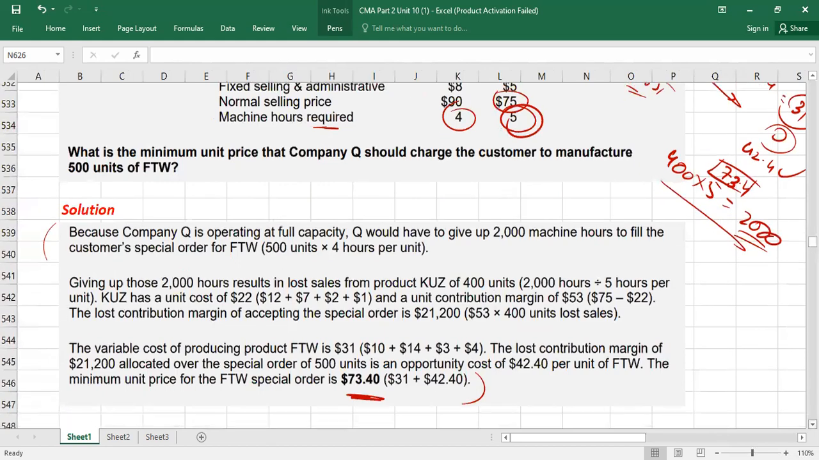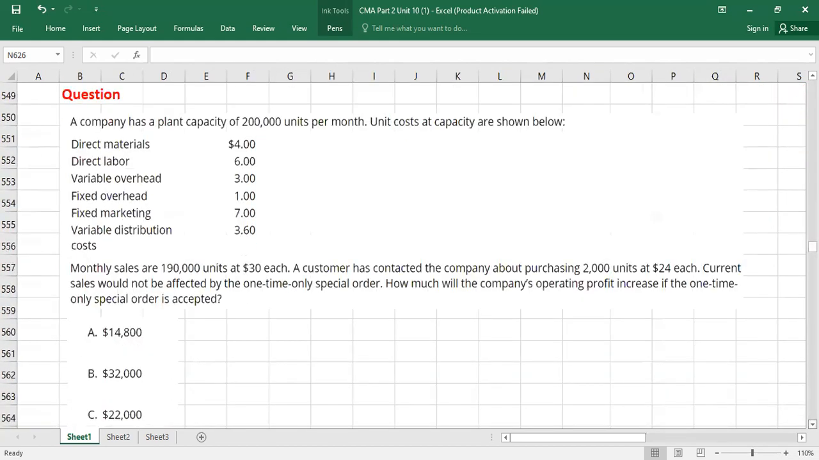Let me show you an exam standard question. We have here question number 1. So for example, a company... Let's read the requirement first, what they are asking. They are asking how much will the company's operating profit increase if a one-time-only special order is accepted. So what is the increase in operating income if you accept the new order? Now let's read the data.